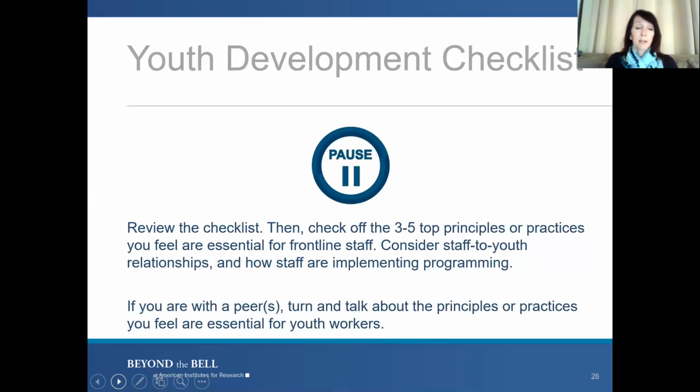Welcome back. So I hope that you found that the youth development checklist was informative and helpful, and that it can help you to guide programming or think about how you're going to set up your program or how relationships between staff and youth might look like.